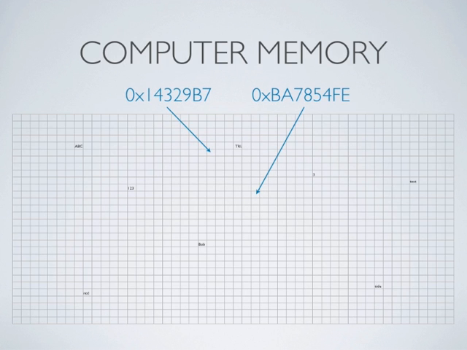The actual addresses that the computer uses to keep track of its memory are hexadecimal numbers. They're not very pleasant to look at or to work with, but we'll find here in a minute that JavaScript gives us a way around ever having to actually deal with those.